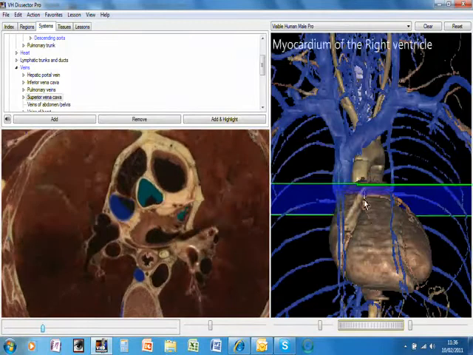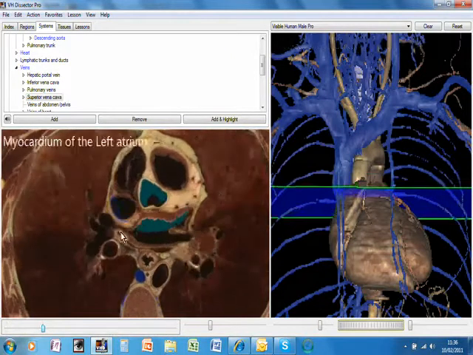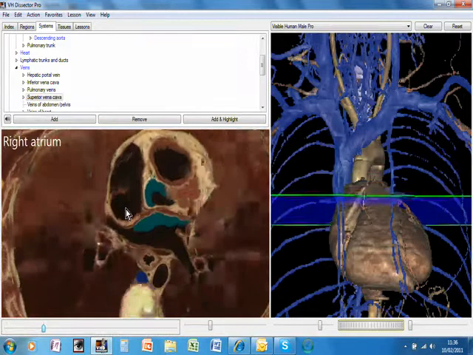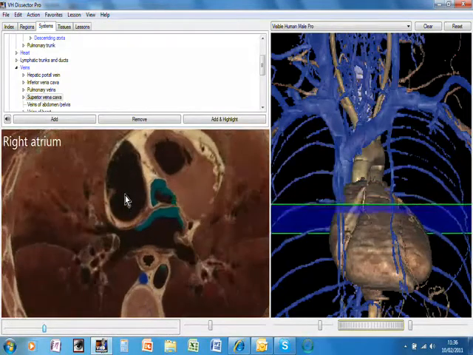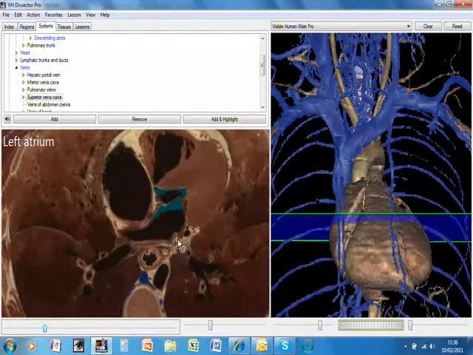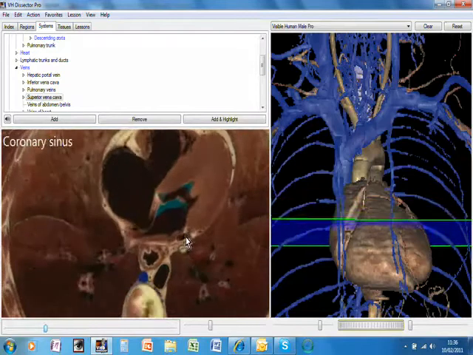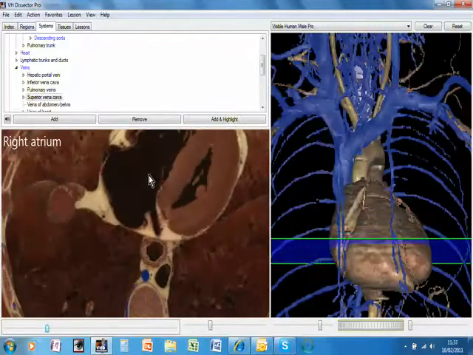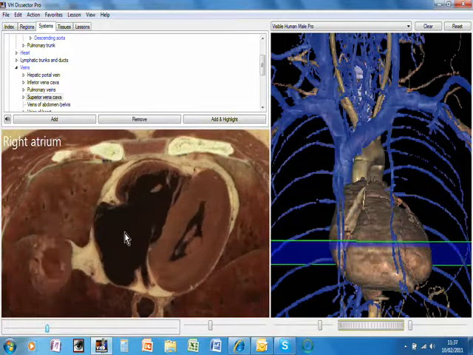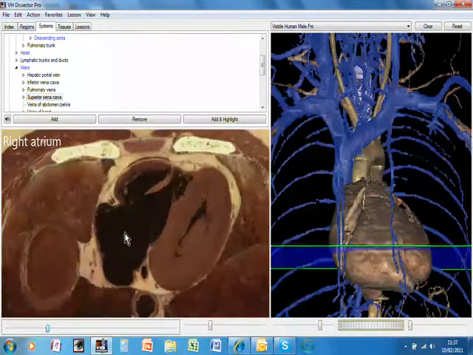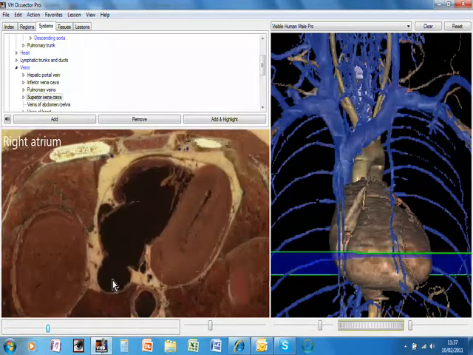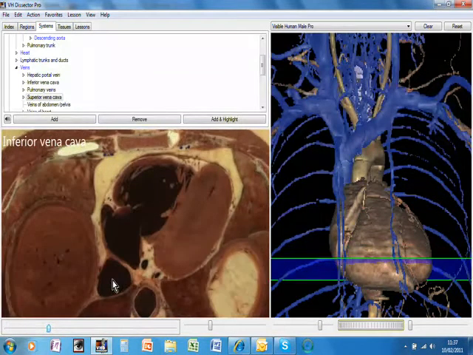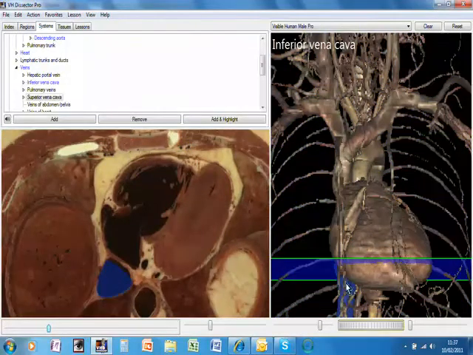We'll keep scrolling down, all the way down to about this level of the heart now. Here's the right atrium with the left atrium behind it, and I want you to watch this vessel here. This is the coronary sinus carrying the venous drainage of the heart itself, and it is also emptying into the right atrium of the heart. We'll keep scrolling down and you'll see that another vessel here, the inferior vena cava, now highlighted here in the 3D window, also empties into the right atrium of the heart.